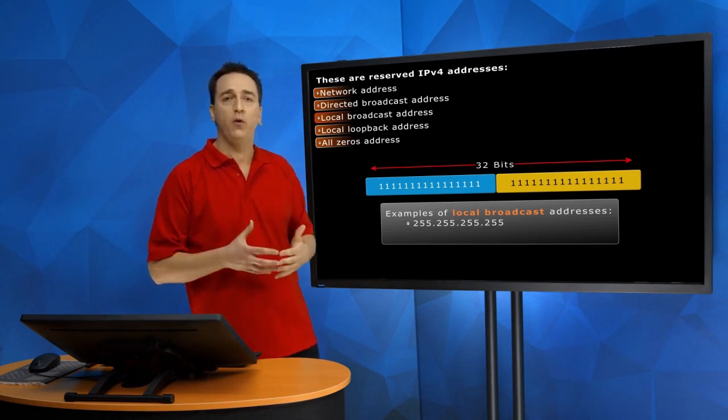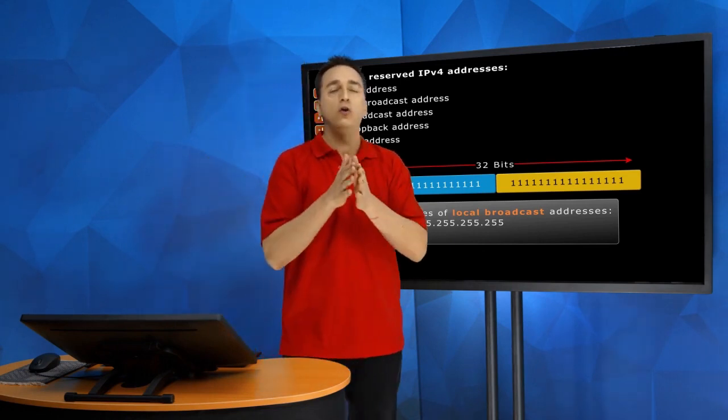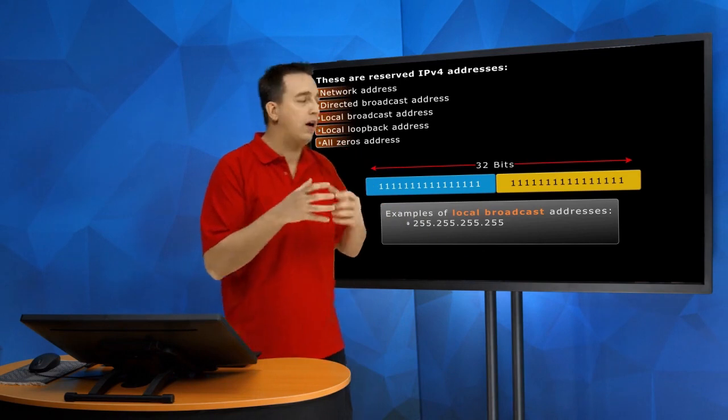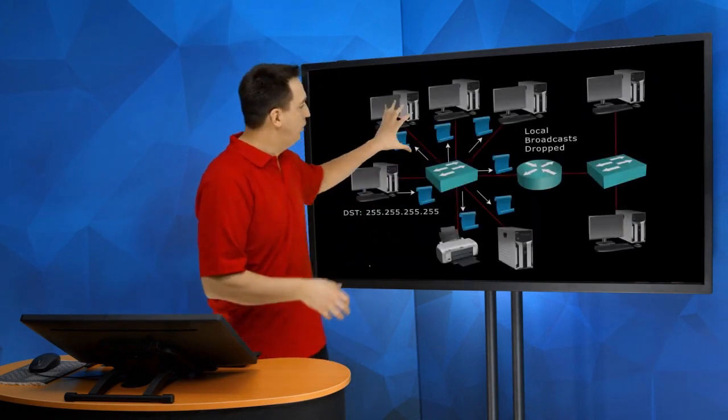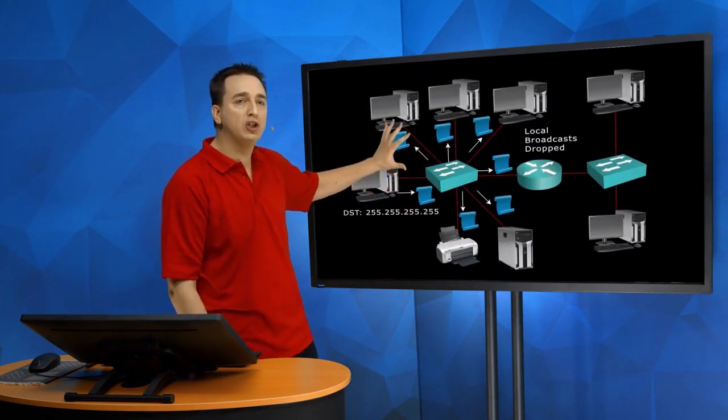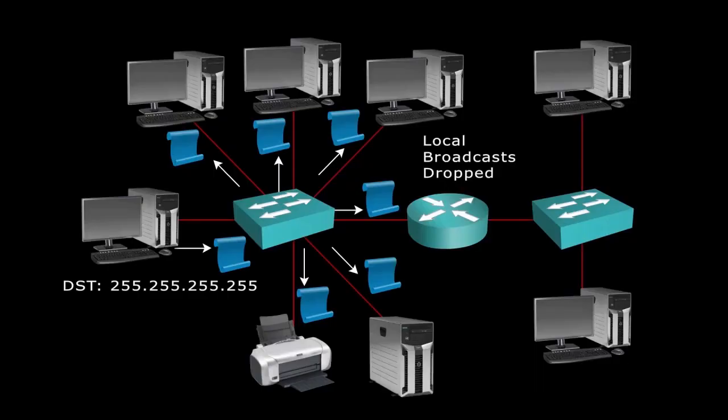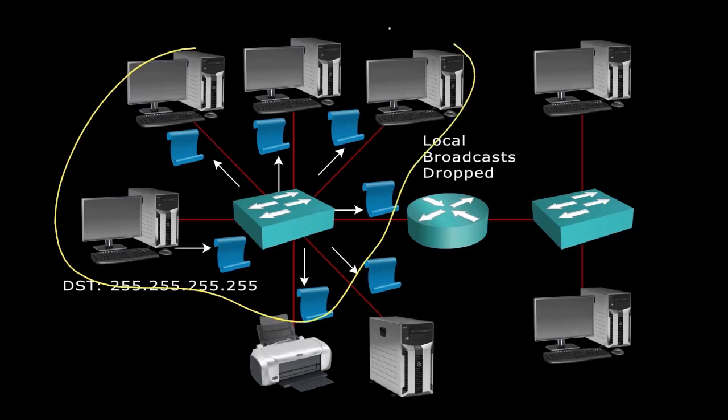What is this address for? Well, this is your local broadcast address, meaning that if you are in your local area network and you want to talk to absolutely everybody, you send out your broadcast using that local broadcast of 255, 255, 255, 255. That's what you do. You send it out. So we send it out. It goes to absolutely everybody in the local area network.